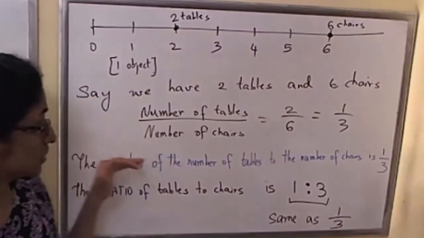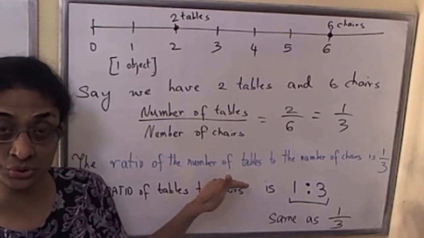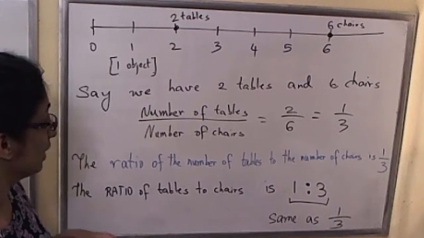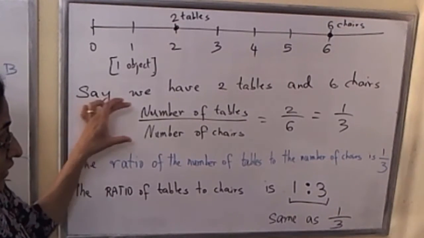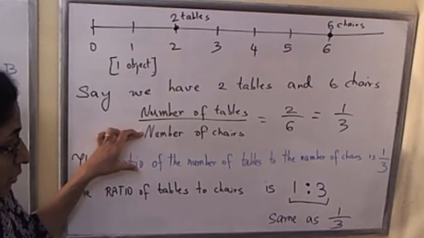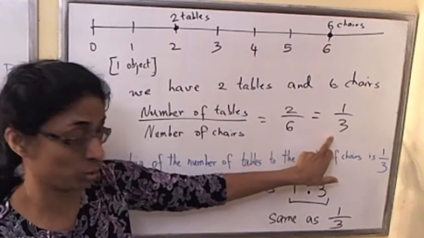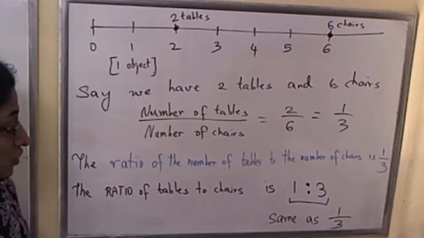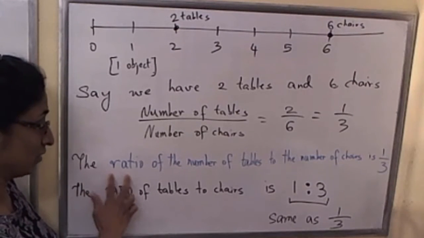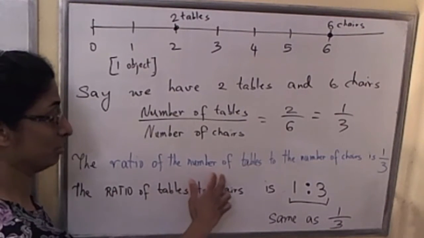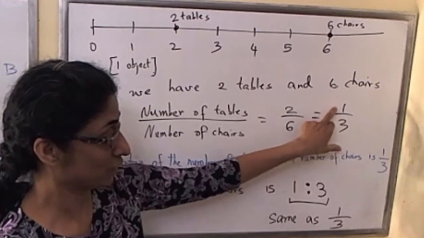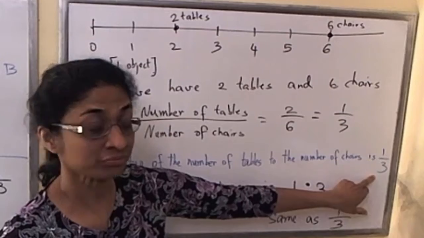or we could use this language of ratios that's often used in our daily life, and this is how it goes. The same equation, number of tables over number of chairs equals 1 over 3. We can write it as an English sentence in this language, and it says the ratio of the number of tables to the number of chairs is this fraction 1 over 3.